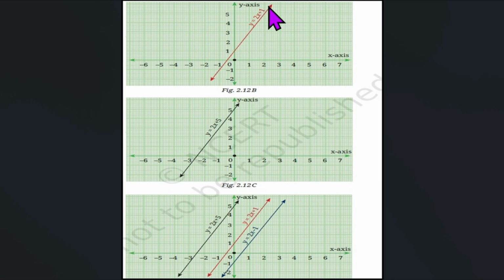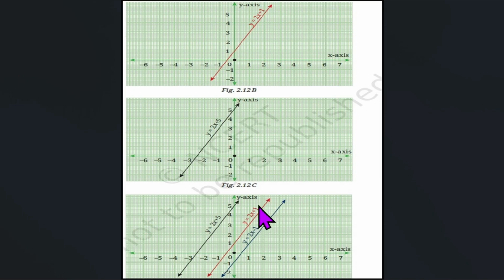The first one is a straight line graph, the second one is also a straight line graph, and the third one also is a straight line graph. Now the slopes are the same, 2, 2 and 2, so they are all equally inclined. But the y-intercepts are different. Here the y-intercept is 1, so it cuts at 1, and here the y-intercept is 5, therefore it cuts at plus 5, and here the y-intercept is minus 1, therefore the straight line cuts at minus 1.